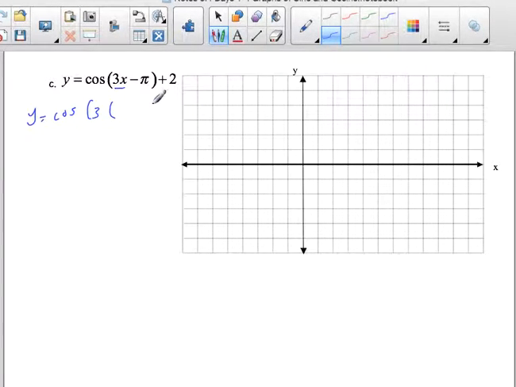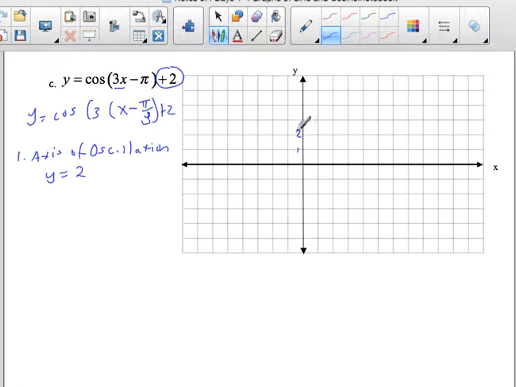So I'm going to factor out a 3, which is going to leave me as y equals cosine 3 times the quantity x minus pi over 3 plus 2. Okay, now let's do our analysis. The first thing we want to know is the axis of oscillation. In this case, this graph has been shifted up 2, so this plus 2 here means that the axis of oscillation is going to be the horizontal line y equals 2.